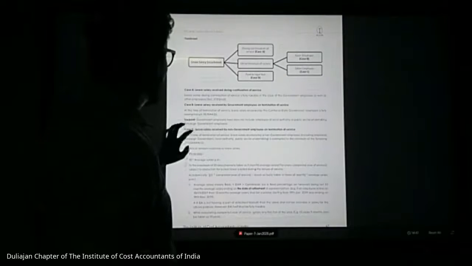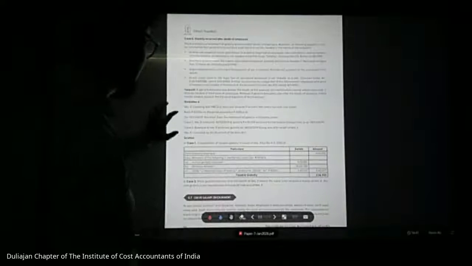Okay, I guess there is one more illustration. Taxation, illustration number 4 is there. Let us quickly solve it.